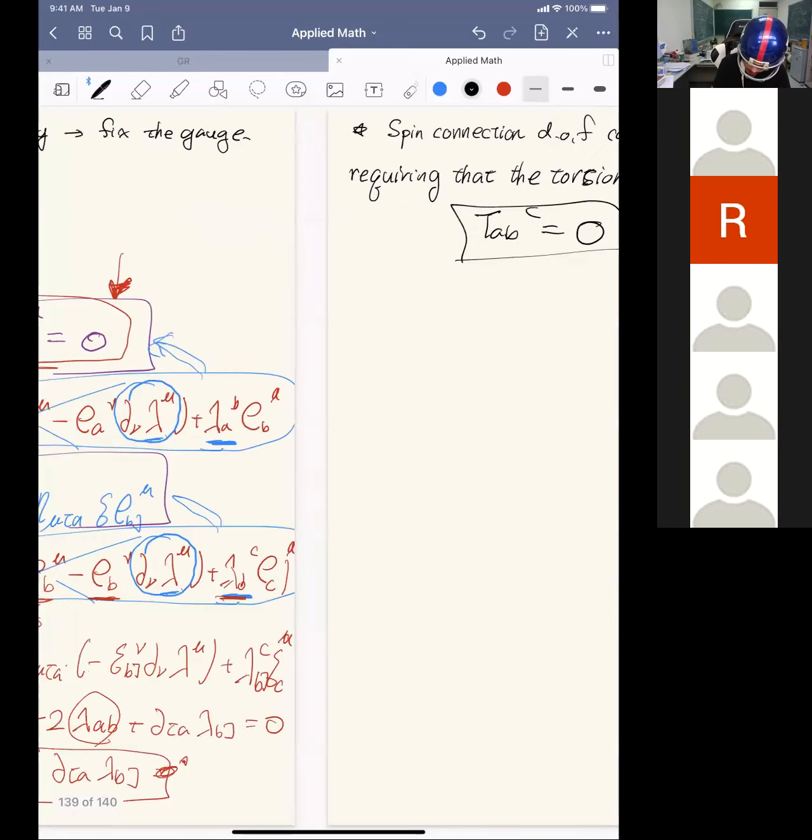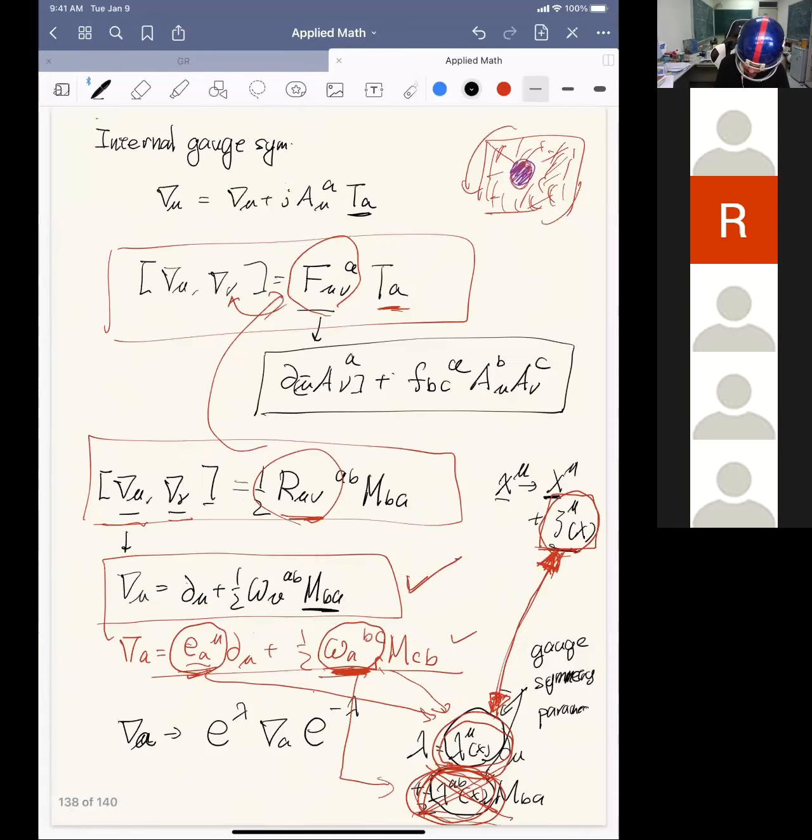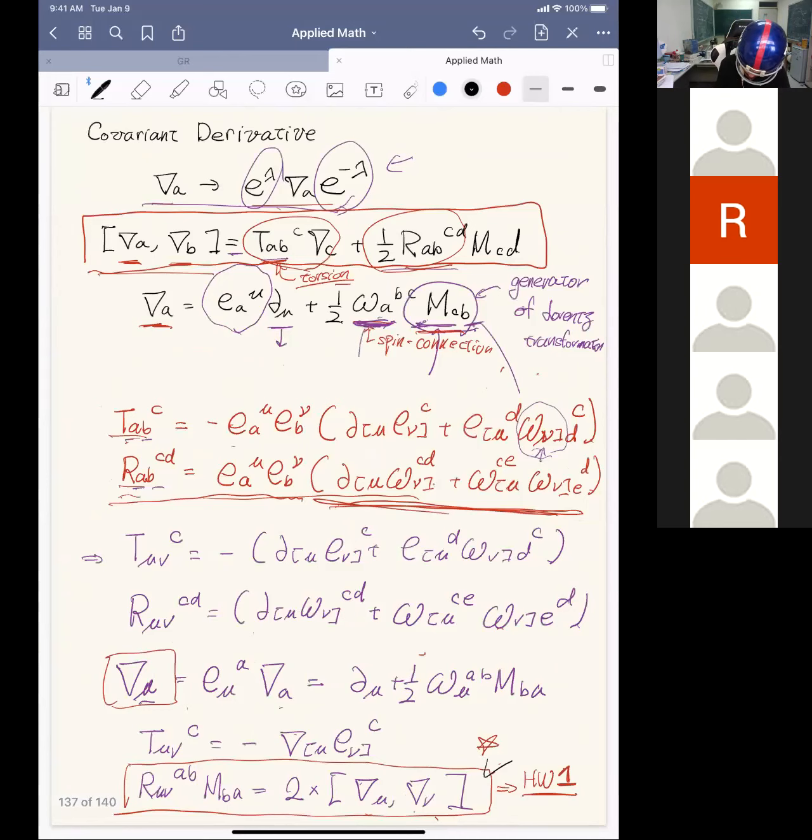Okay. So remember, what is T^A_{BC}? We've written it down here. So this is T^A_{BC}. So let's copy and paste here. So this is our torsion.